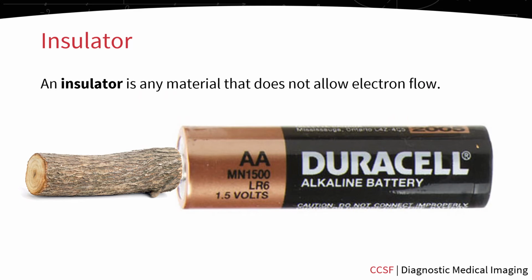There are also some extra components that we need to talk about when discussing electricity. For example, an insulator. An insulator is any kind of material that prevents electrons from flowing. So besides this chunk of wood, what are some other insulators? Rubber, glass, clay. Those are all examples of insulators.